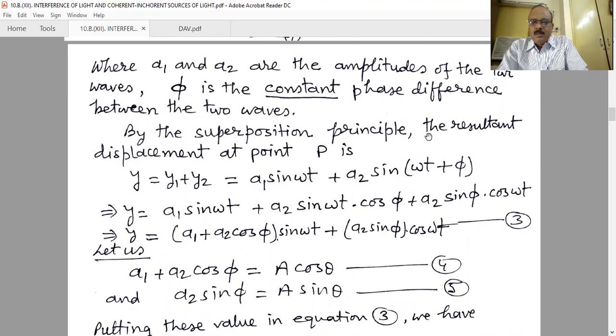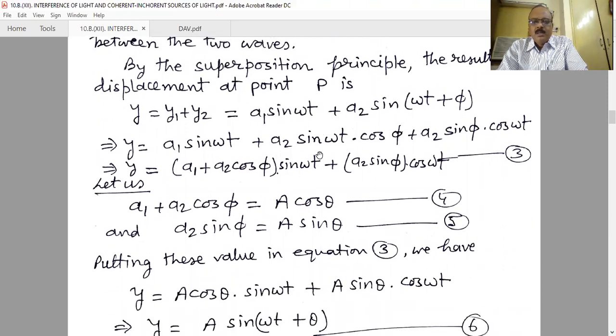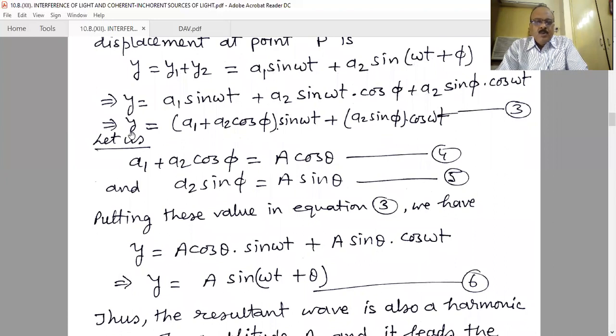By the superposition principle, the resultant displacement at point P is y equals y1 plus y2, that is a1 sine of omega t plus a2 sine of omega t plus phi. By calculating it, a1 sine of omega t plus a2 sine of omega t into cos of phi plus a2 into sine of phi into cos of omega t. Taking the common sine of omega t, y equals a1 plus a2 cos of phi into sine of omega t, plus a2 sine of phi whole into cos of omega t.